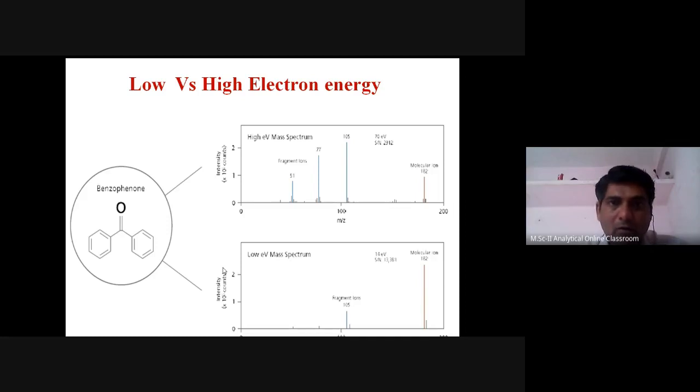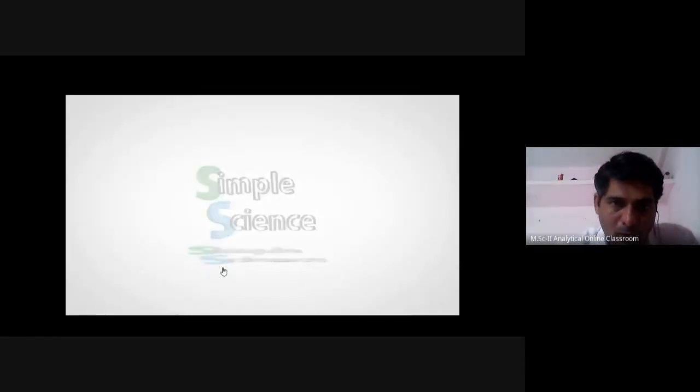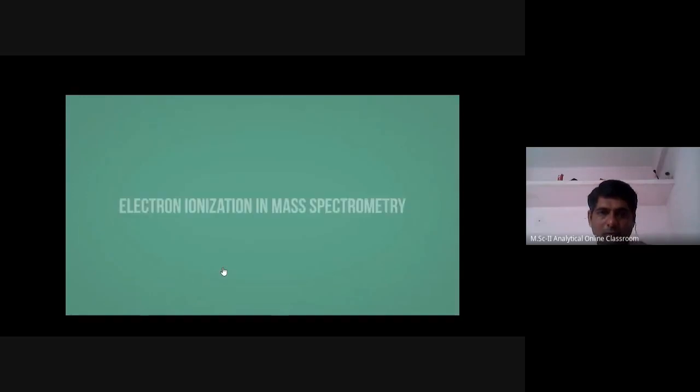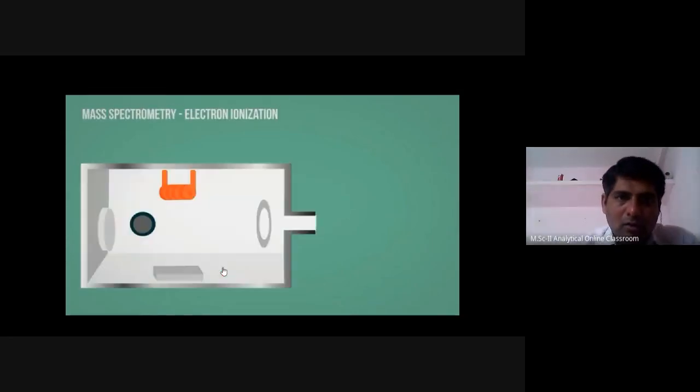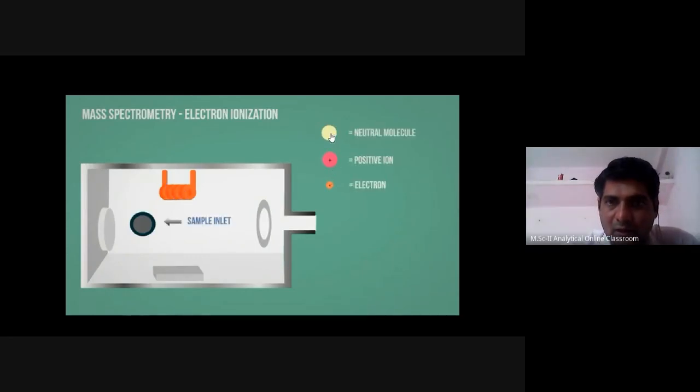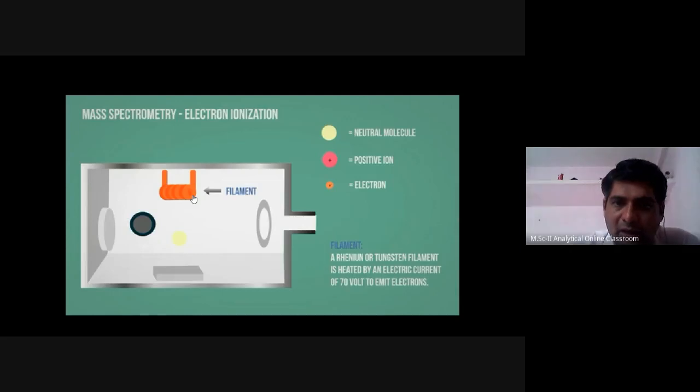Now let's see one video on this electron impact ionization, so you will understand how it works. Electron ionization in mass spectrometry. This is the ionization chamber. This is the filament, which is red. Remember, the yellow dot is the neutral molecule, pink is the positive ion, and orange is the electron. From this side is the sample inlet, so the sample will come inside from here. This filament is connected to an electrical supply, so it will be heated. The filament is either rhenium or tungsten.